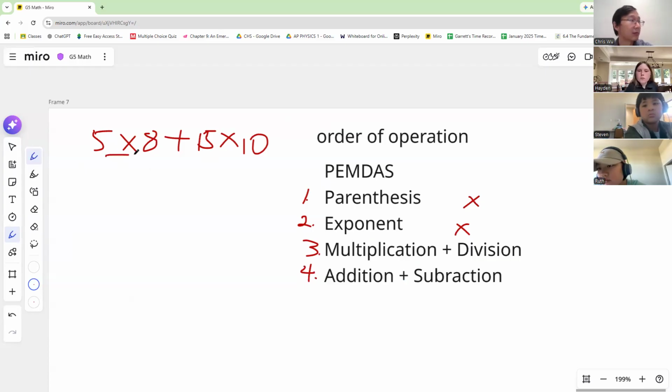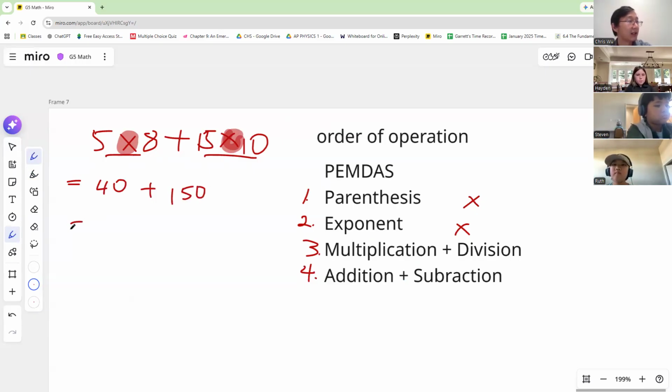They are the priority compared to addition. So where are my multiplications and divisions? These two. So what you're supposed to do is do these first. So the right way to do this is to say, oh, 5 times 8 is 40. And then 15 times 10 is 150. And then you add them up to get 190 because the last one is addition and subtraction, right?